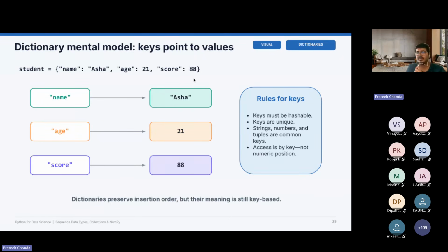You can't access by the numeric position of the index, like in a list or string, where you typically index by the first position or the second position. You can't do that in a dictionary. You have to do it via the key which is provided. So, for example, if I want to retrieve the value 21, I have to access it via the key age. I can't do student 1 as the indexing operation here.